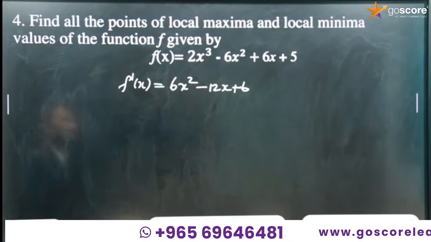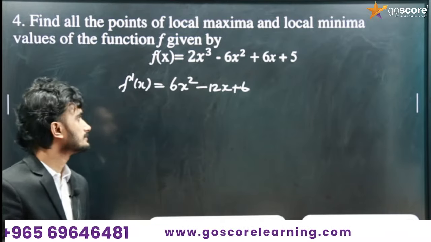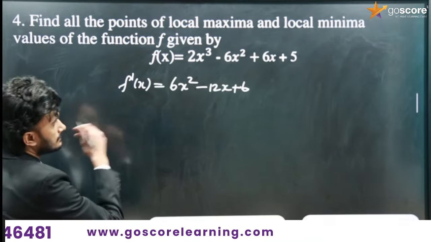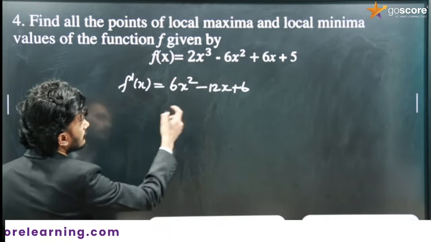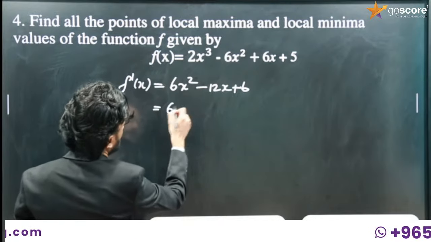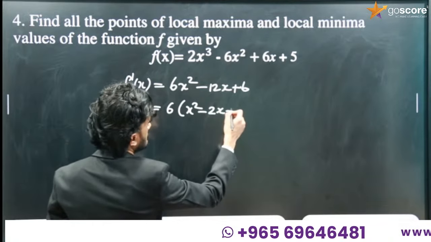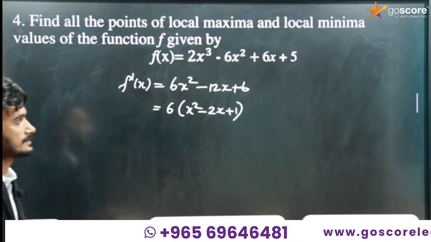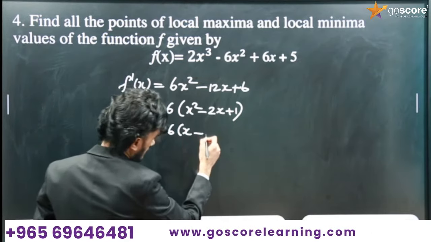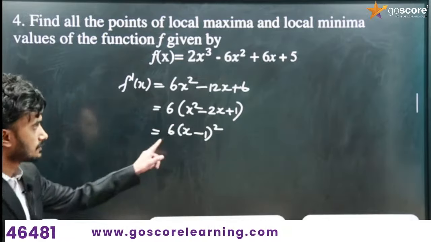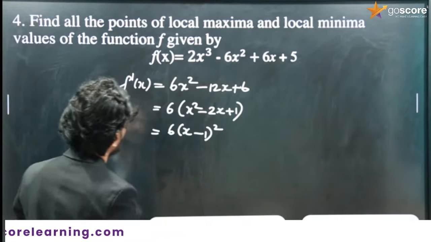Okay. 6x square minus 12x plus 6. Here we can take 6 outside: x square minus 2x plus 1. So it is equal to 6 into (x minus 1) whole square. This one, x square minus 2x plus 1, is (x minus 1) whole square. That is f dash of x.